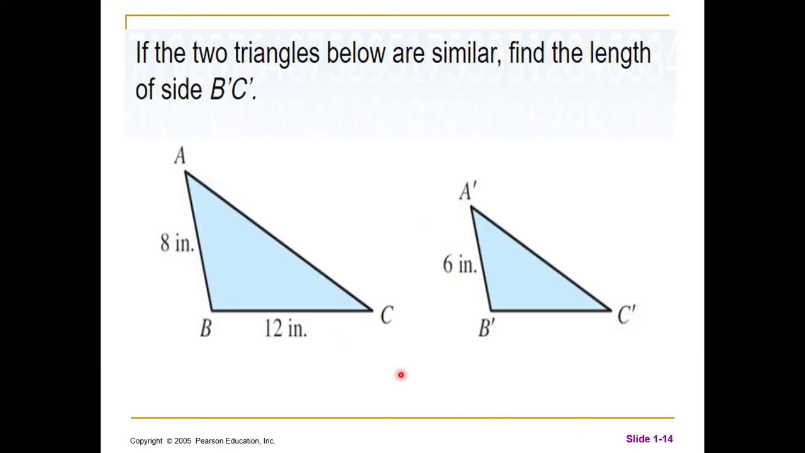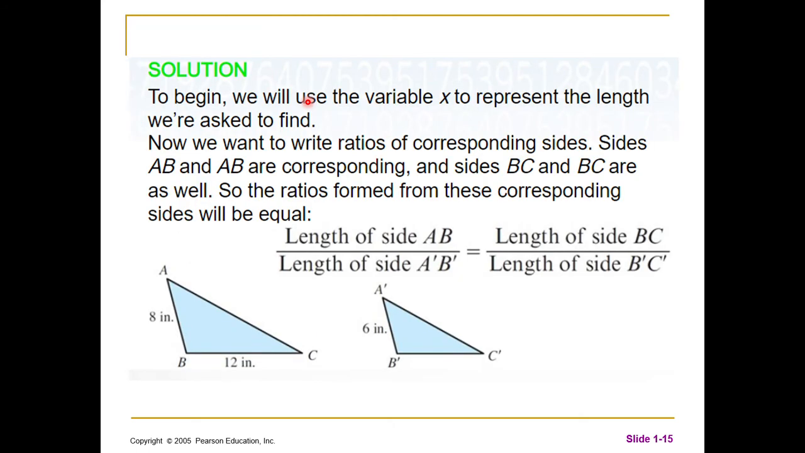Next. If the two triangles below are similar, find the length of B prime C prime. Sides B prime C prime. Okay. So dito, gagawa tayo ng equation. Di ba? So alam natin, itong AB, tsaka yung A prime B prime, pwede natin yan, di ba? Yan. So to begin, we will use the variable x to solve for the unknown. Ito, yan, yung B prime C prime. So the lengths were not asked to find. So now we want to write the ratios of corresponding sides.